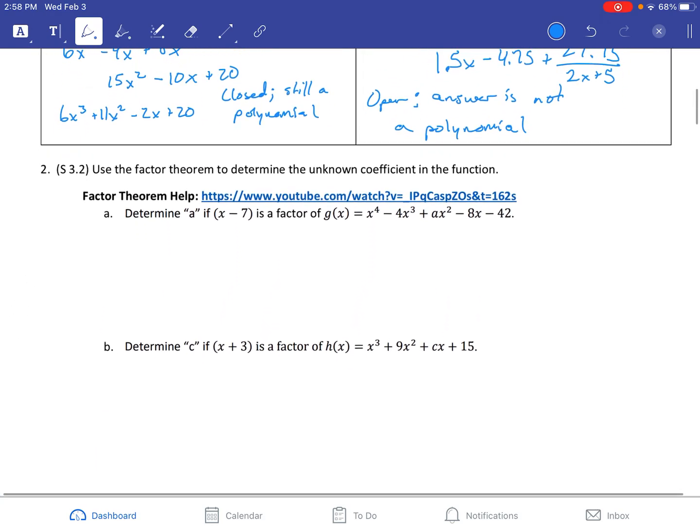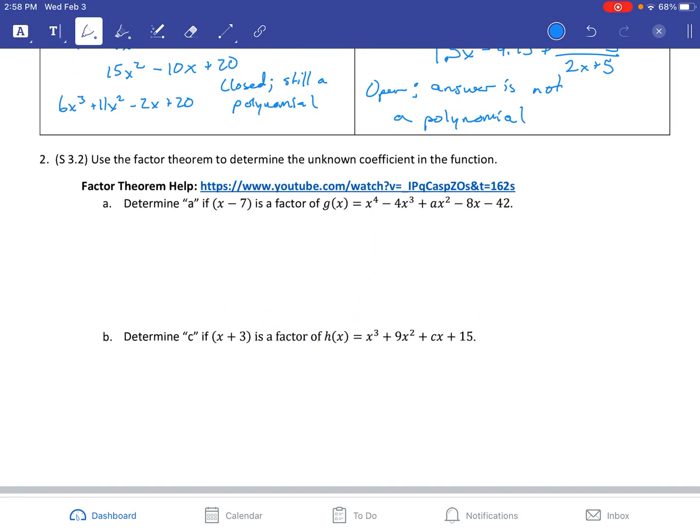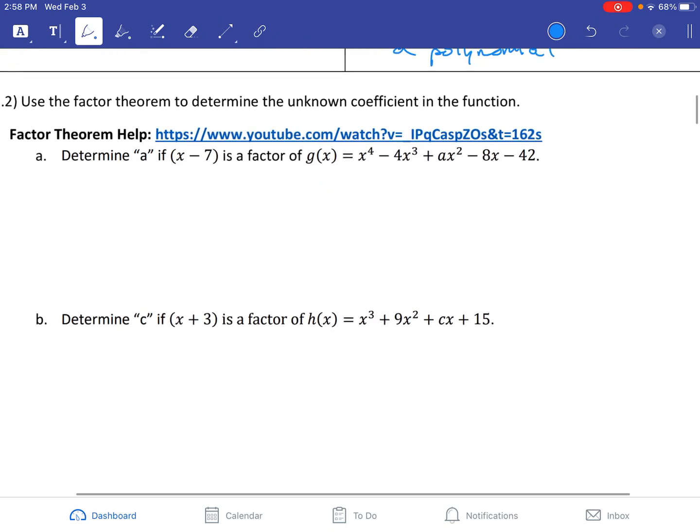All right, let's try the next ones. So for these problems, you're just going to do synthetic division to help you find the a, or the missing value that's in there in your problem. So we're going to take all the terms of our polynomial, we have 1 in front of the x to the fourth. We have negative 4. We have a. We have negative 8. We have negative 42. Notice the signs follow the numbers down.